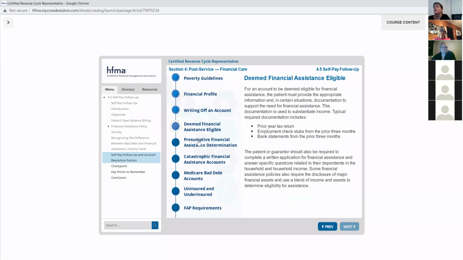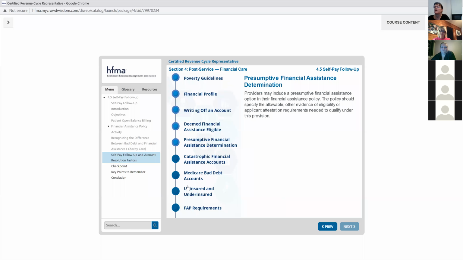You can also include in your policy a presumptive assistance option. You just need to make sure that you specify how that is going to be determined and what evidence will be provided to have a patient be eligible for that. Catastrophic financial assistance: if the patient suffers a catastrophic illness or injury, then you might have in your policy something that addresses just that aspect of a patient's care.